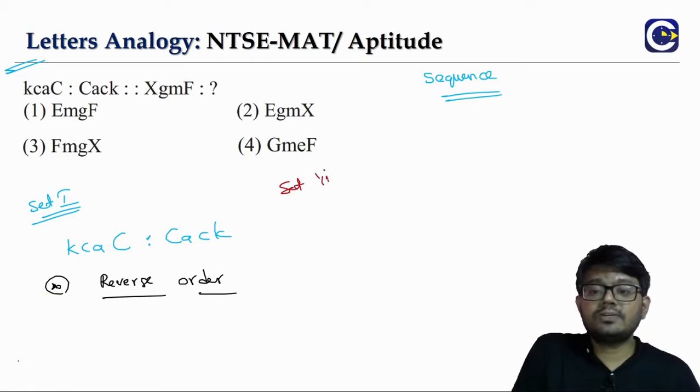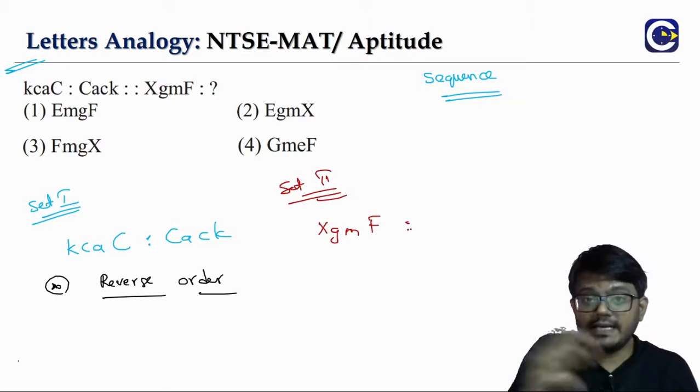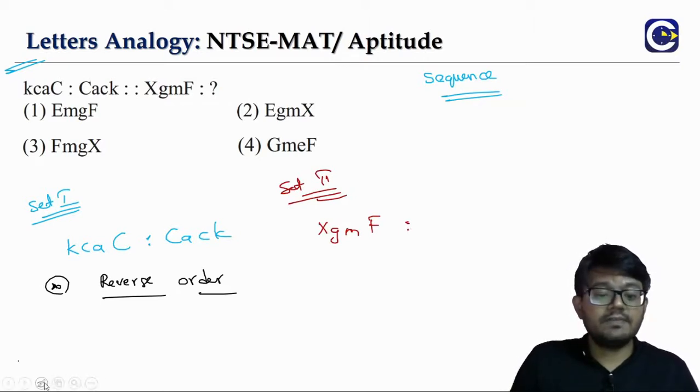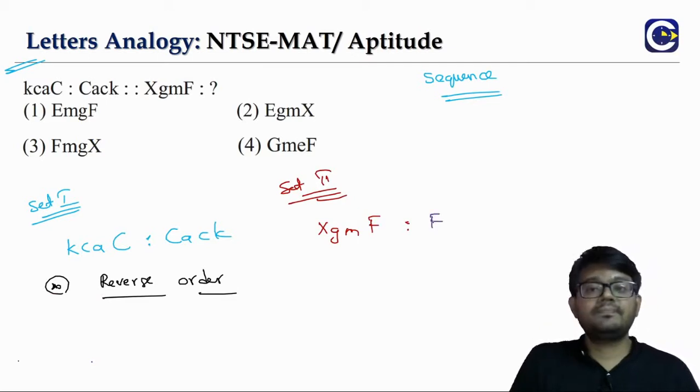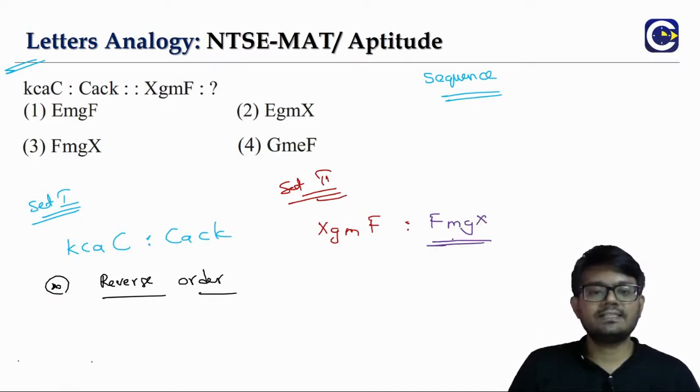So what is set 2? One sequence is given: capital X, small g, small f, capital F. We have to just write them in reverse. Reverse means what will happen? Check it. Capital F will come, then small m, then small g, then capital X. So where is the answer sitting? Yes.